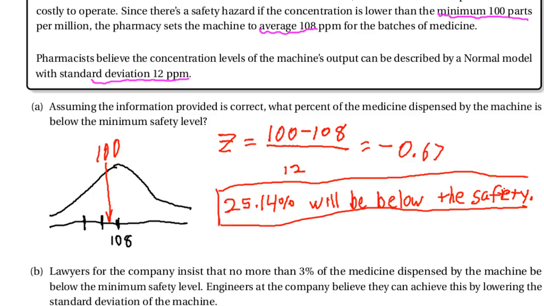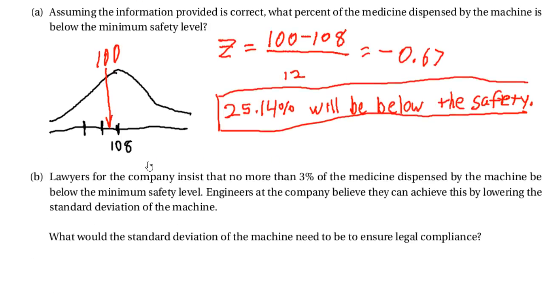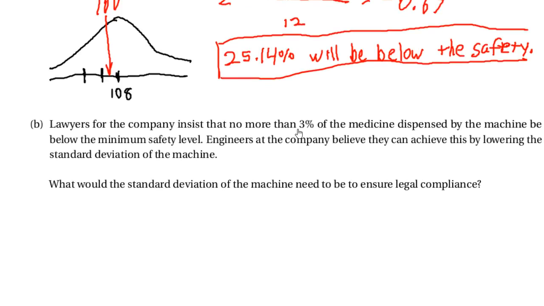So let's see, what do they say here? If we go down to part B, it says, lawyers for the company insist that no more than 3%. Well, right now that's a big issue because currently we're at 25%. So no more than 3% of the medicine can be below the minimum safety level. And engineers at the company believe that they could achieve this by lowering the standard deviation. What would the standard deviation of the machine need to be to ensure legal compliance?